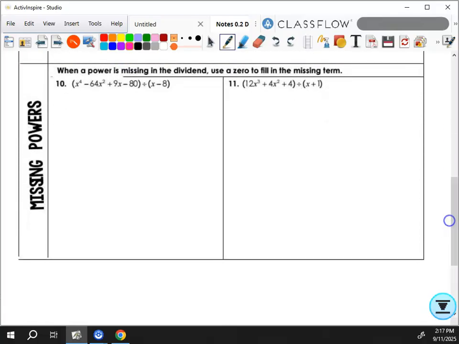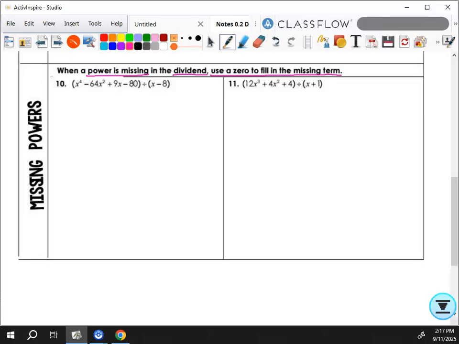Missing powers. Oh, no. Here's where else you get yourself in trouble. When a power is missing in a dividend, that means what's inside the house, you have to use a 0 to fill in the missing term. You absolutely have to, or it ain't going to work out. The good news is that if you're lining things up and you know what you're doing, if you forget it, you should catch yourself because things won't work out right, and you'll know that before you end.